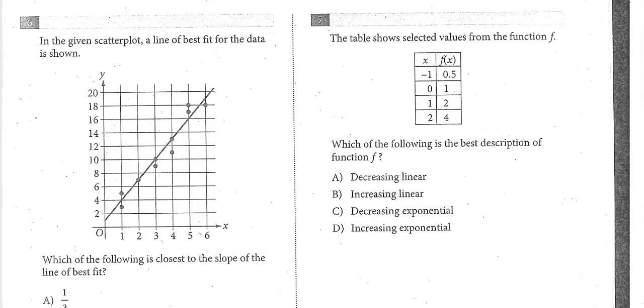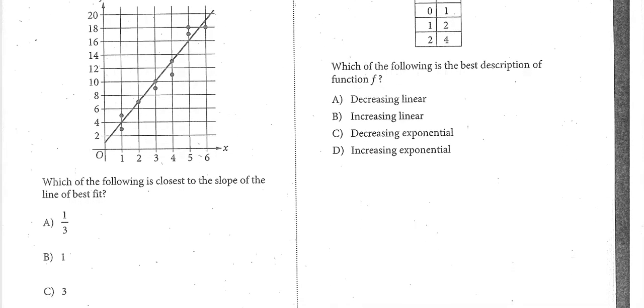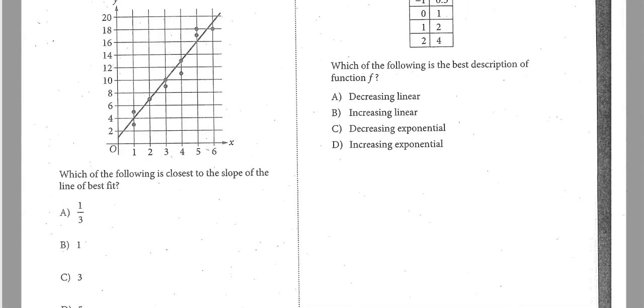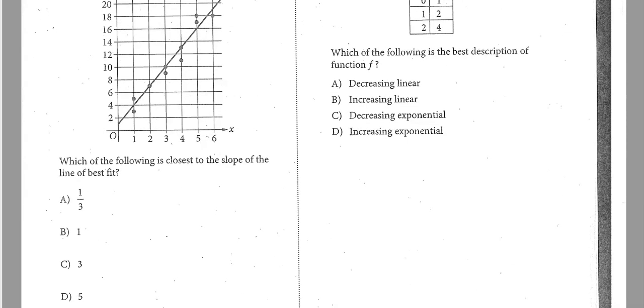All right, number 6, we have a scatter plot with a best fit line. They want to know the slope. Which of the following is closest to the slope? Let me just zoom out a teeny bit so I can see all the choices. So slope of the line is change in y over change in x.